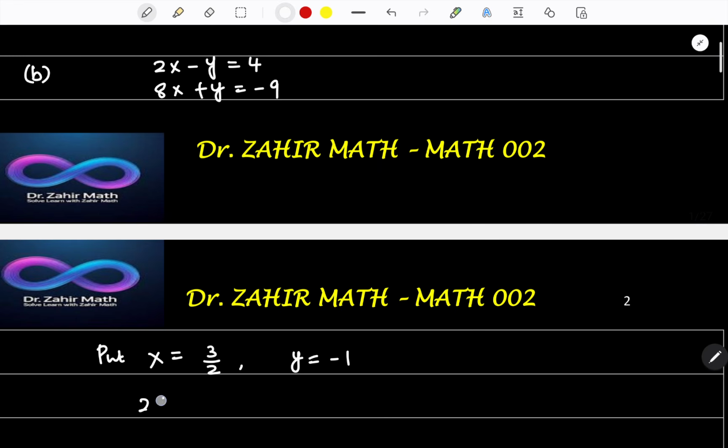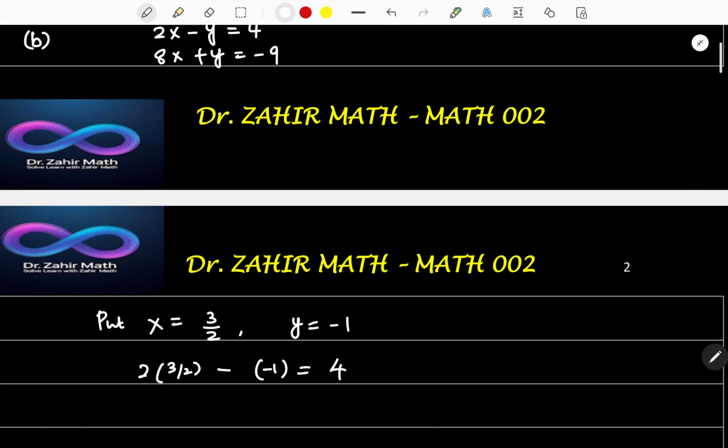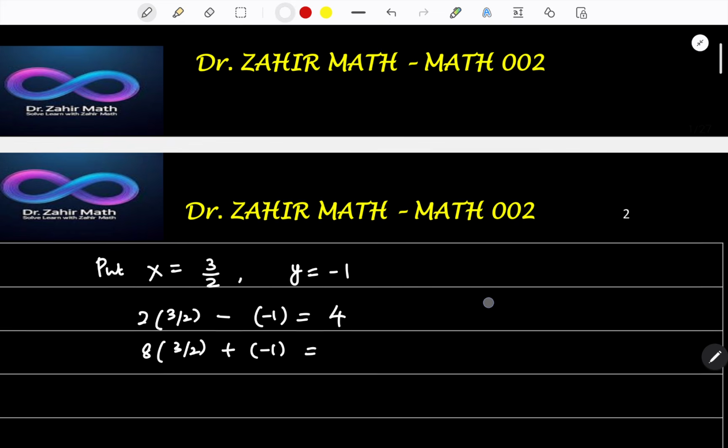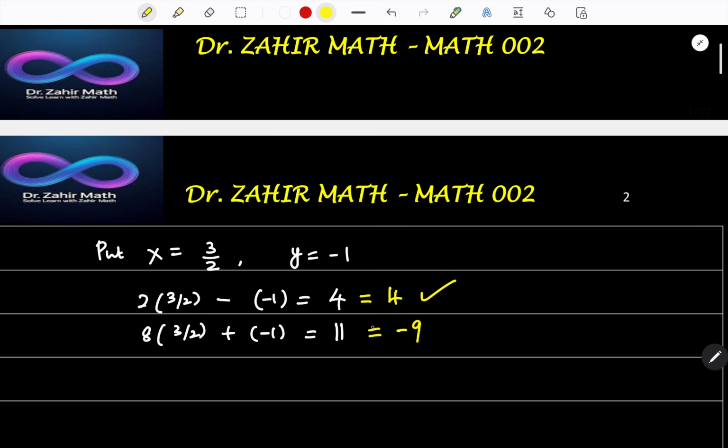So the first equation is 2 into 3 by 2 and then minus 1 is equal to. Let me put it in the calculator. Shift 9 3 equals. Yes, 2 times 3 by 2 and minus 1 times minus 1, which is equal to 4. The next equation is 8 times 3 by 2 and plus minus 1. So 8 times 3 by 2 minus 1 is equal to plus 11. So 2 can cancel, so it is 4. 4 3s are 12, 12 minus 1 is 11. So what is on the right hand side of the equation, which is minus 9? The first one is correct, but for the next one it is minus 9, it is not equal.